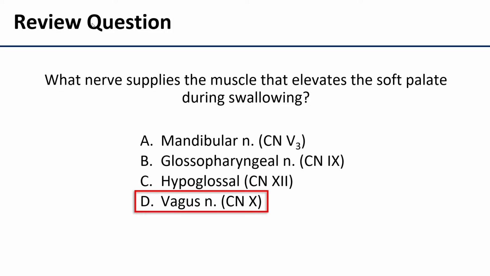Correct answer here is going to be D, the vagus nerve. So the vagus nerve is going to supply somatic motor innervation to all of the muscles of the soft palate except for tensor veli palatini, because apart from tensor veli palatini, these are all going to be originating in the pharynx.